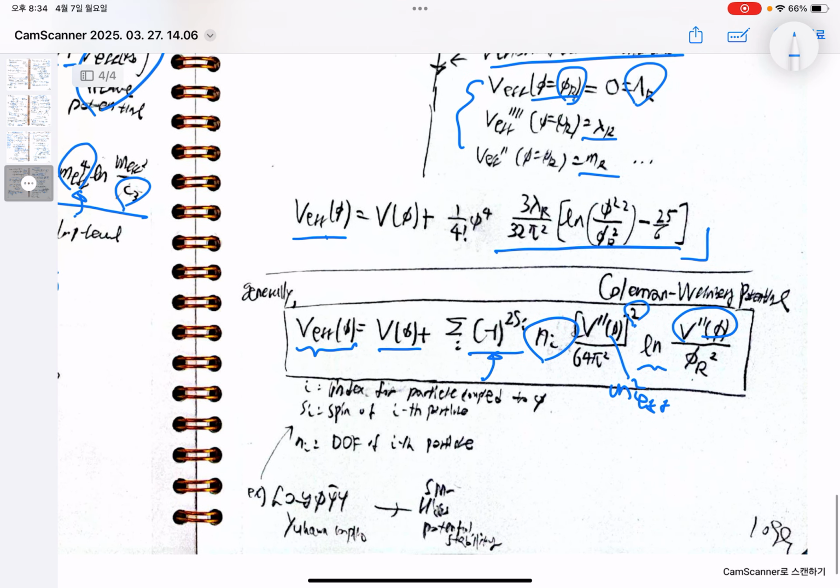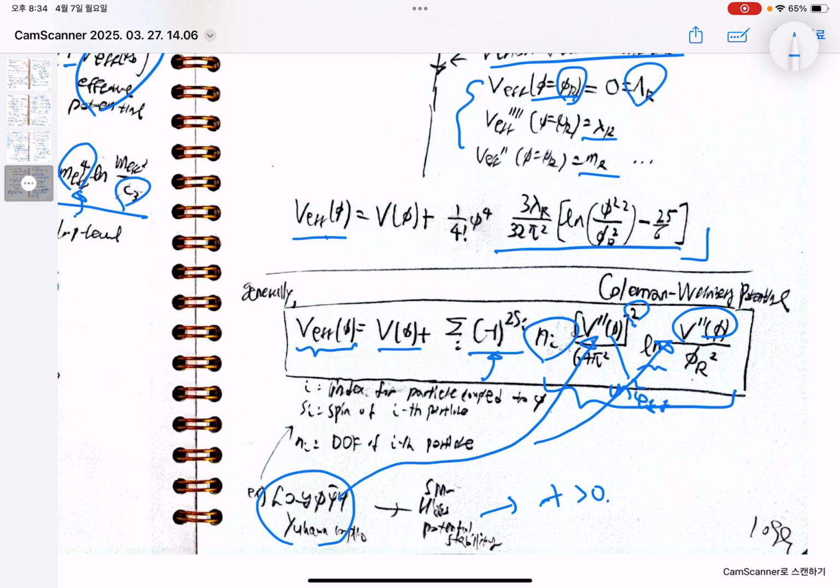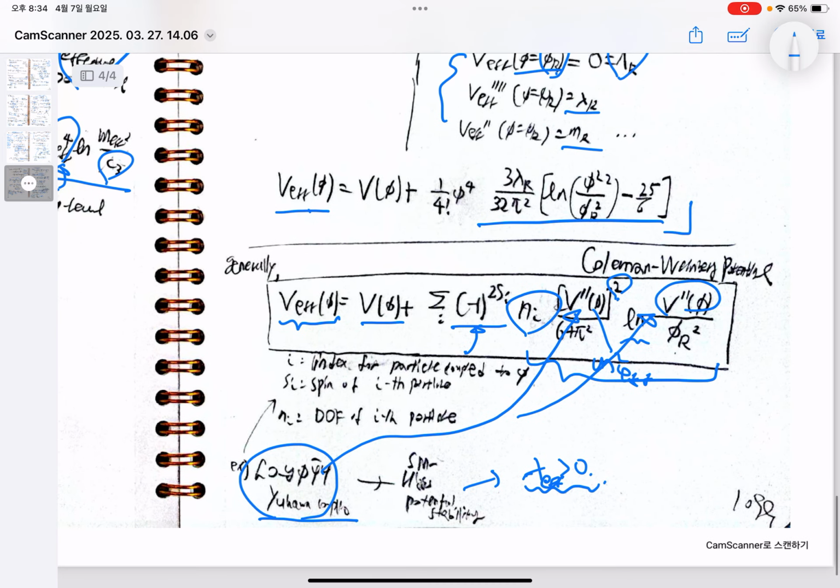So for example, if we add the Yukawa coupling here, then such interactions will contribute to the effective mass in the scalar potential. Then this gives an additional Coleman-Weinberg potential, and this determines the stability of the Standard Model Higgs potential, whether the quartic coupling λ is positive or not. The dominant contribution of the Yukawa coupling comes from the top quark mass because it has the largest Yukawa coupling.